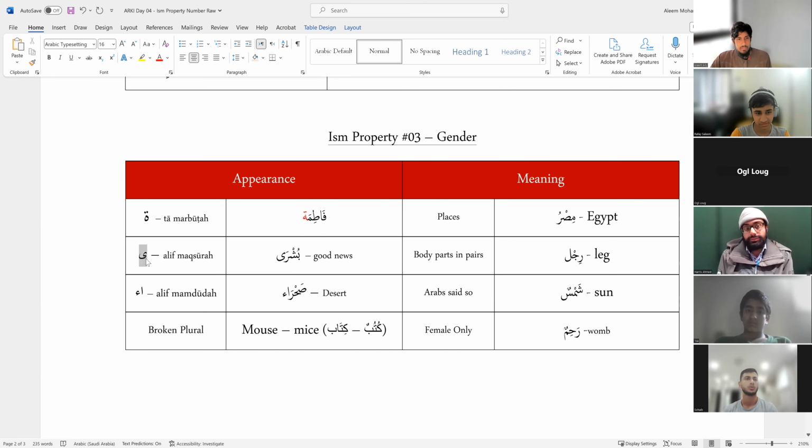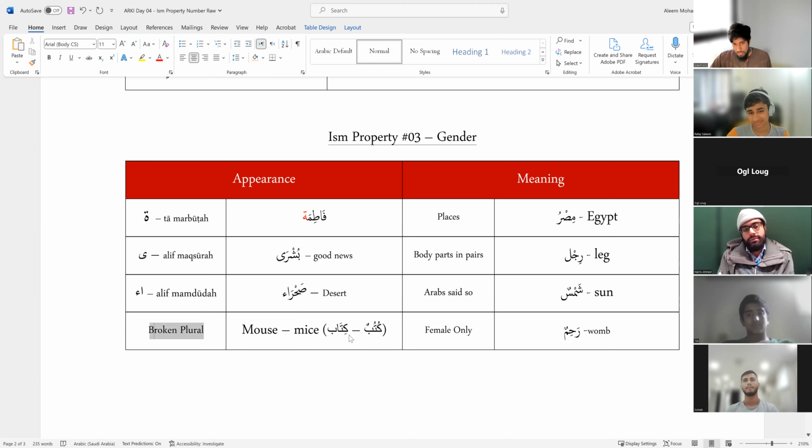Okay, the next one that we covered was alif maqsura, which is like the short alif, which is used at the end of certain words. So like bushra, husna, yusra, right? And that can be there to represent femininity. Then we had the alif mamduda, such as in a word like sahra'un, right? Which means desert. And that's simply an alif followed by a hamza.